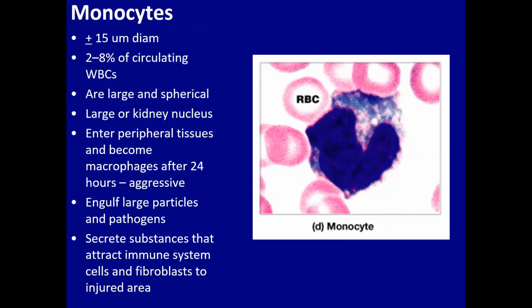Monocytes are huge in comparison to the rest of the white blood cells. They're a small number, 2 to 8% of the white blood cells. They're large, they're spherical, they have a large kidney-shaped nucleus. They enter the tissues and become macrophages after 24 hours, and that's when they become aggressive. You know, a macrophage has the ability to eat. They're big eaters, and then they also secrete substances that attract other immune system cells, again, positive chemotaxis, and it also attracts fibroblasts to the injured area that will help with repair.